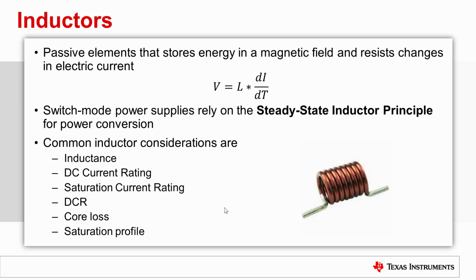DC current rating is the amount of current the inductor can handle in steady state. Typically, this is specified for the DC current that causes a 30 degrees C temperature rise in the inductor due to parasitic resistance in the winding. Saturation current, on the other hand, is the current at which the inductance value drops by 30%.